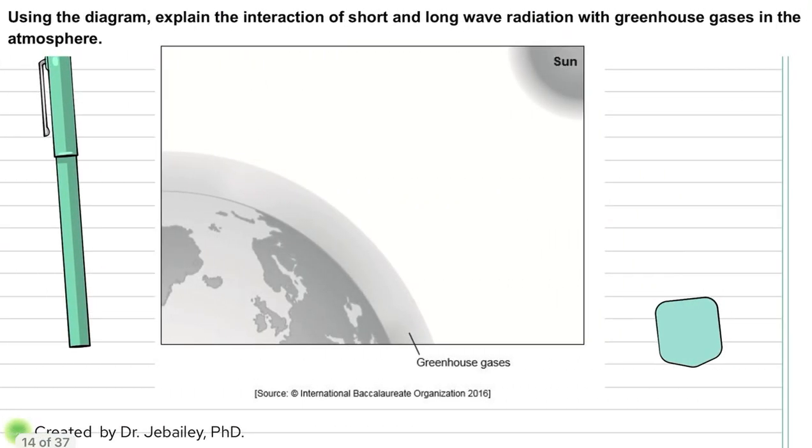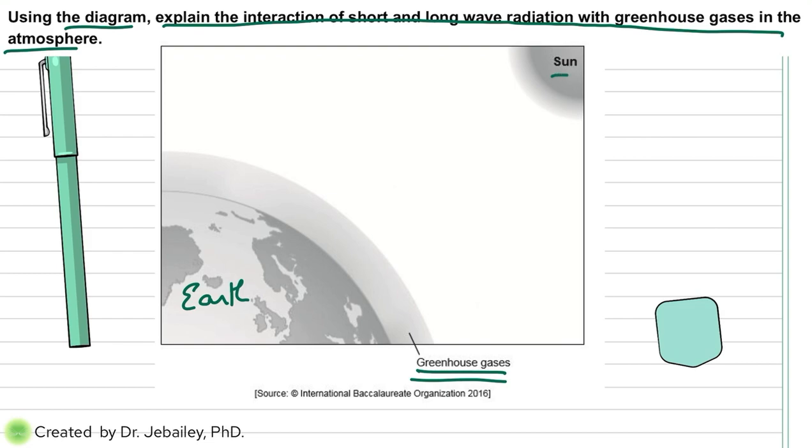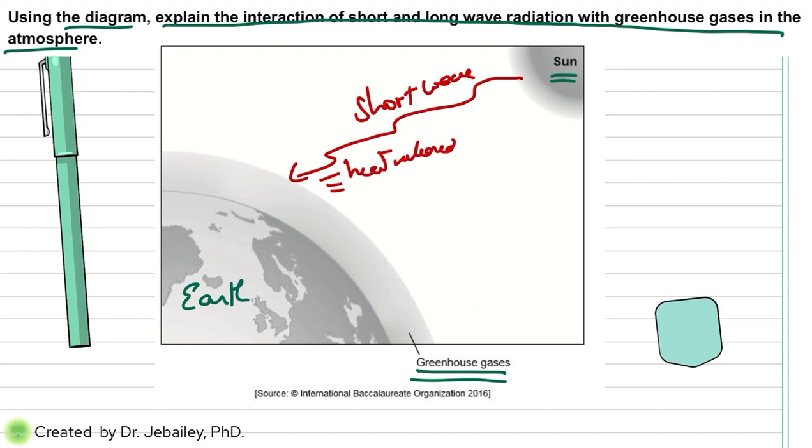So the next question: using a diagram, explain the interaction of short and long wave radiation in greenhouse gases in the atmosphere. So you have the sun and you have to put the earth right here, and they have shown you the greenhouse gases. So the first thing I would do is the sun, I will put a line going like this, and I would label it as short wave. And then I will have some lines like this to say that heat is released. And then after this, I'll make a longer wave, and I will say this is a long wave.